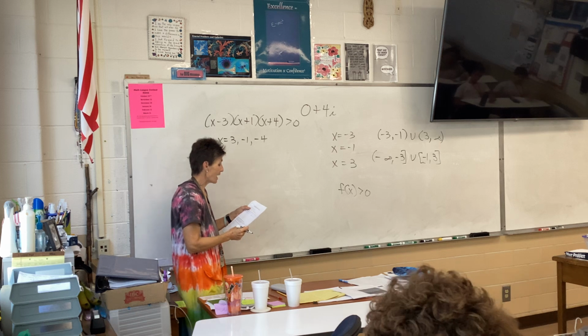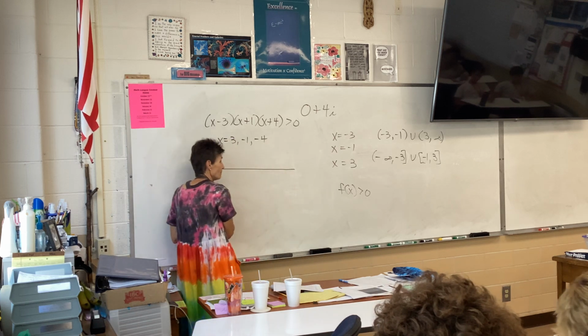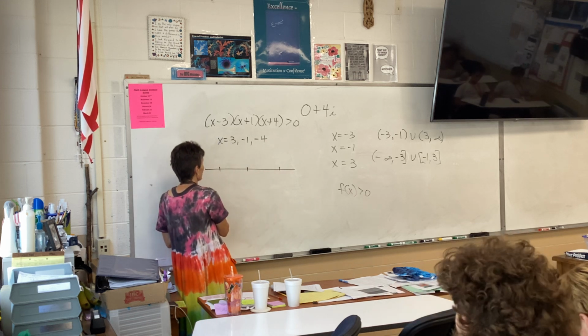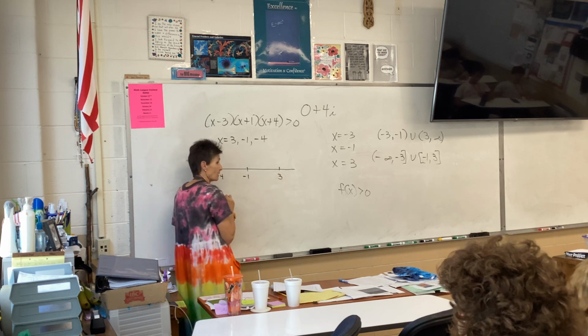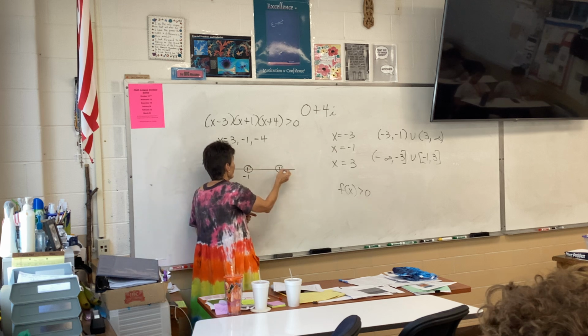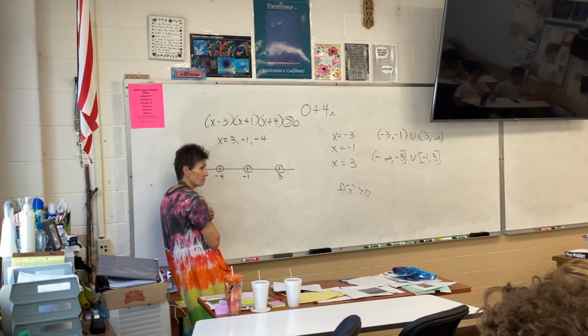Now create a sign chart. Okay, we talked about that. So here's my number line. On my number line, I'm going to have -4, -1, and 3. Is that okay? Those dots will all be open.